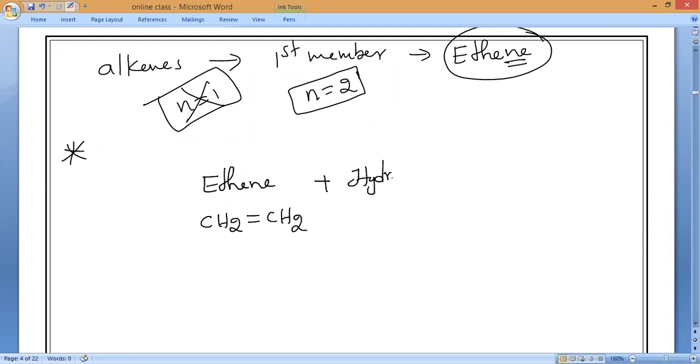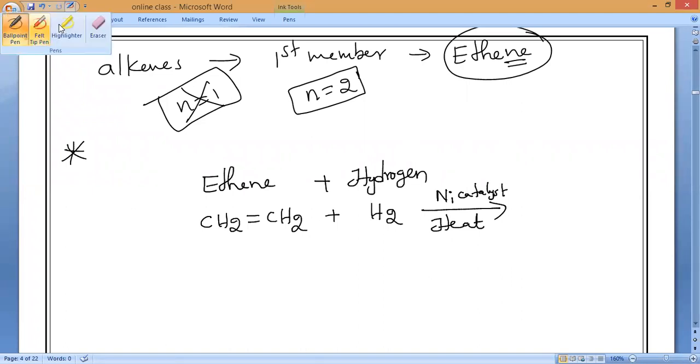As we know, hydrogen is a diatomic molecule. If I heat it in the presence of a catalyst, what is the catalyst? Nickel, Ni. Remember, nickel catalyst. What is the importance of a catalyst? It will increase the rate of reaction; it controls the rate of reaction.